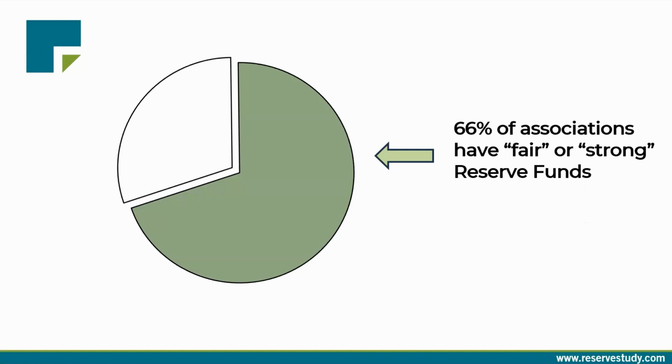In a quick answer to the question about how associations are doing, if they have enough, about 2/3 or 66% of associations have reserves that fit the percent funded definition of being in the fair or strong range. But it's that 1/3 in the weak range that make all the news.